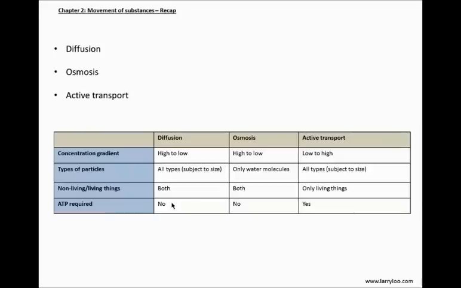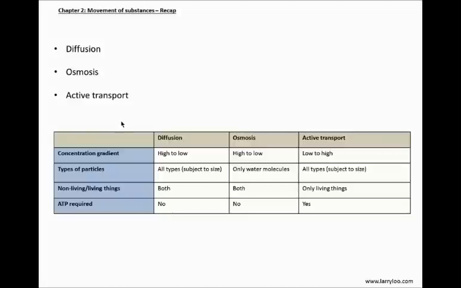Lastly, let's recap what we have learned in this chapter. Diffusion is the movement of substances from high to low concentration. Osmosis is defined as the movement of water molecules from high to low water potential. Active transport is the movement of particles from low to high concentration utilizing ATP.